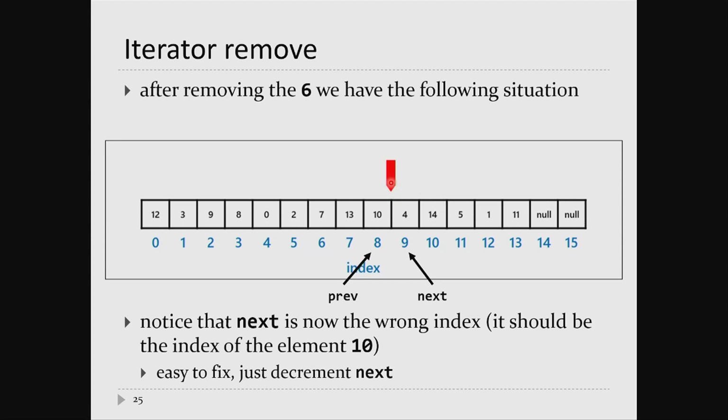But notice what happens if you call next on that iterator. It was supposed to return 10, but if you call next on this iterator, it's going to return the 4. So you're going to miss something in the iteration, which is not good. So we have to update the iterator. But that's easy to fix. How do I update this iterator? Well, I just set next to be next minus 1. So I back next up by 1.